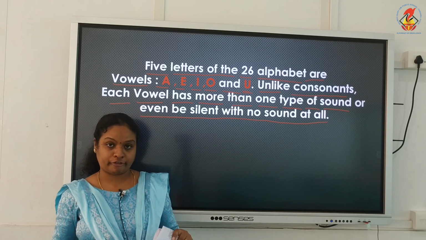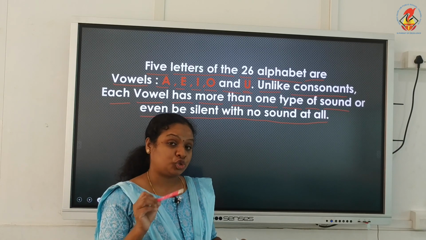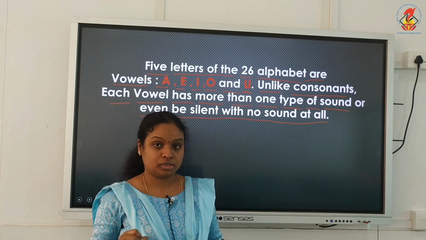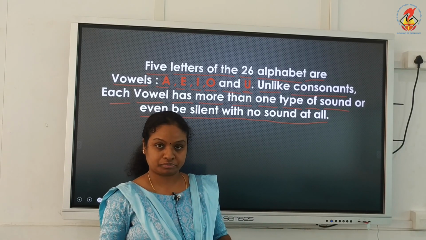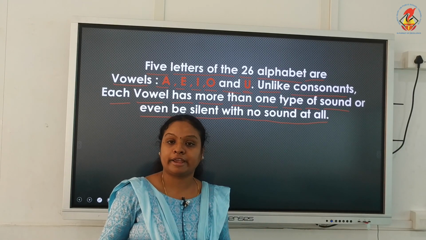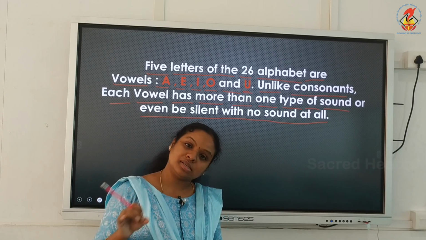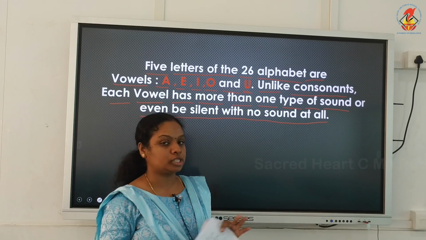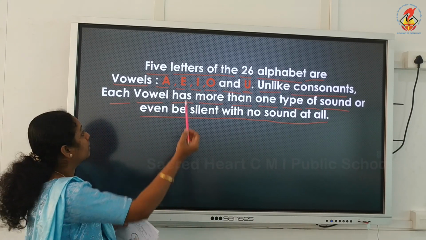W-I-F-E, wife. And what is the last letter? It is E, isn't it, children? So, E is a vowel, isn't it? So, the E is silent in that word. Knife, K-N-I-F-E, knife. The last letter is E and the sound is silent. I hope you got this point. You just repeat after me, okay?